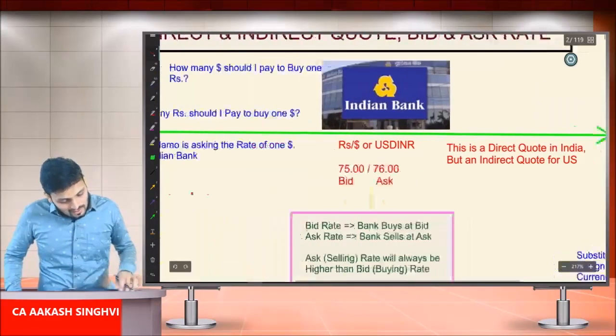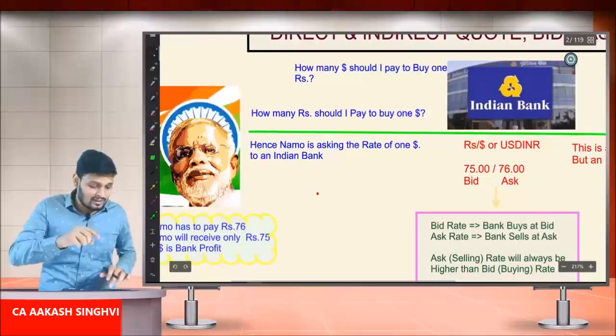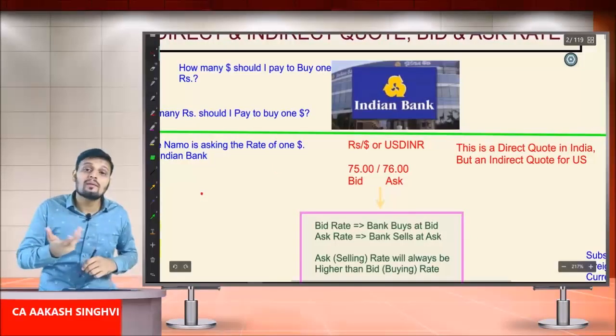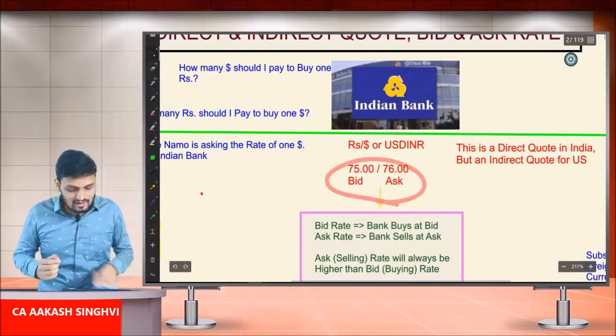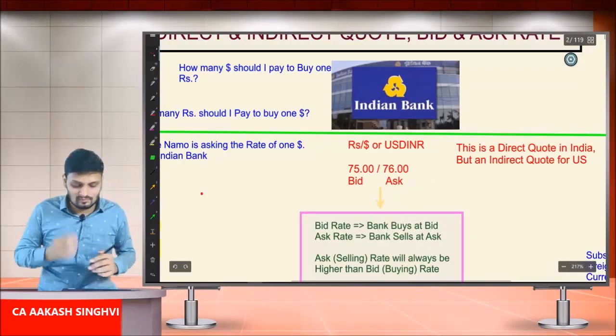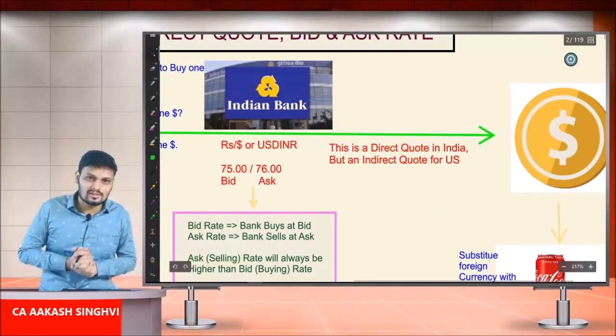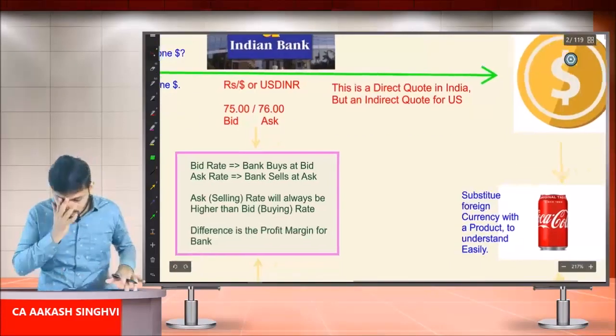Now, coming back to this Narendra Modi example, he is going and asking how many rupees should I pay for $1. The bank is telling 75/76. This is a direct quote in India, but an indirect quote for the US. Now let me explain.